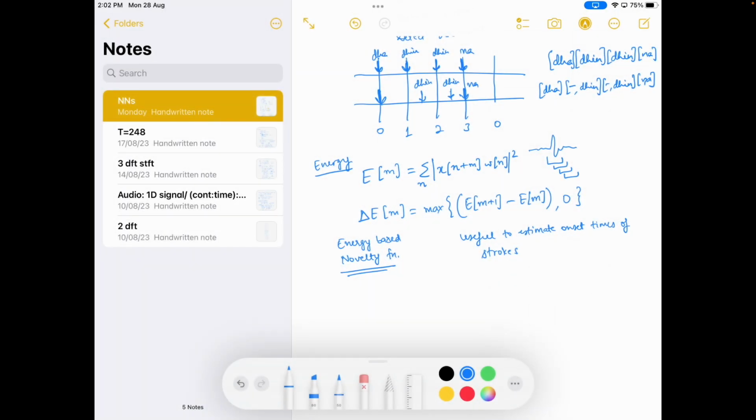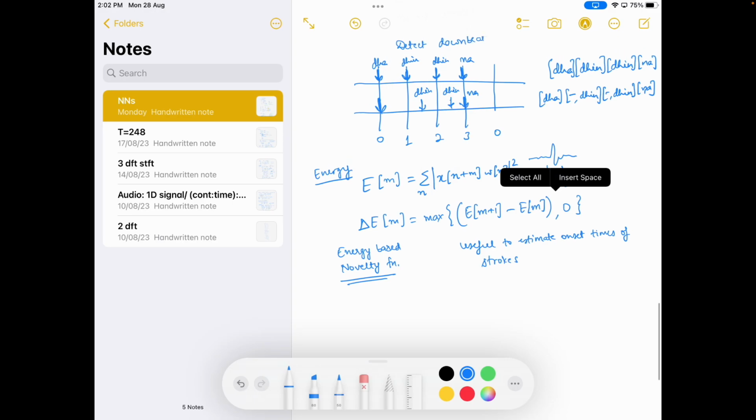Okay. Good afternoon, everybody. So we were discussing beats, and you will receive the assignment today about beat tracking. We discussed the notation which we use.